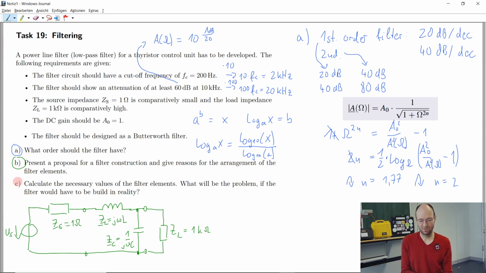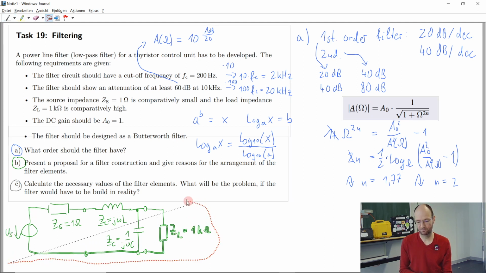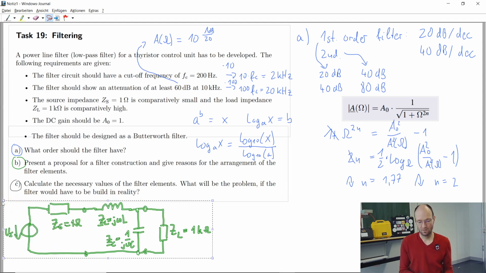Then let's continue with task C. Calculate the necessary values of these filter elements and what will be the problem if the filter has to be built or would have to be built in reality. So I will try to copy this schematic here and paste it to the next page.